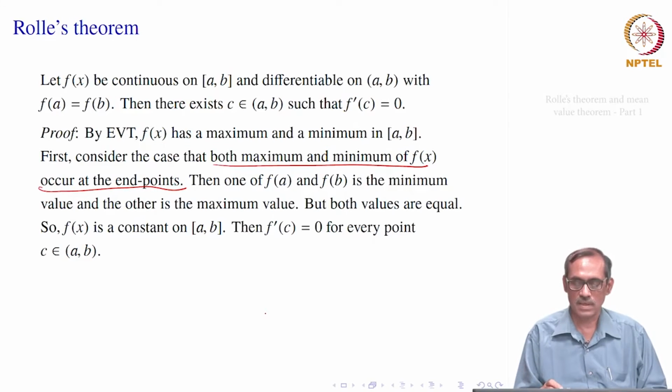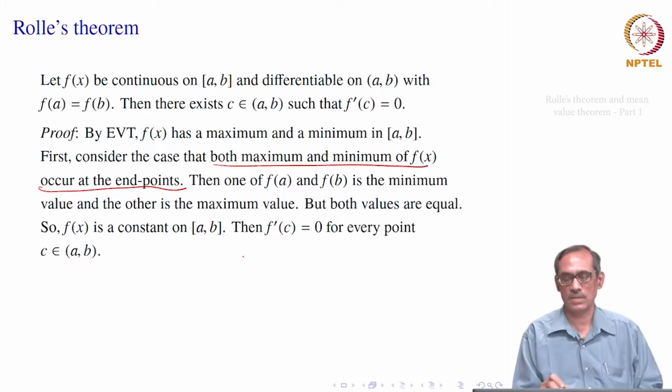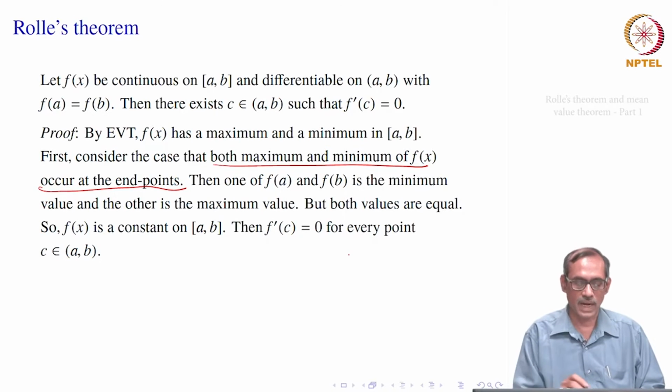So, in this case, one of them is a maximum, one of them is a minimum, but it is possible that both of them are maximum or minimum. That will be the easiest case, but we will show that that is the case. Now, since one is maximum, one is minimum and f(a) is equal to f(b), the maximum of the function is equal to the minimum of the function. So, that is why the function is a constant function. It is the same value, whatever is the maximum value or the minimum value, that is the value of the function throughout the interval. So, in that case f(x) is a constant on the closed interval [a, b].